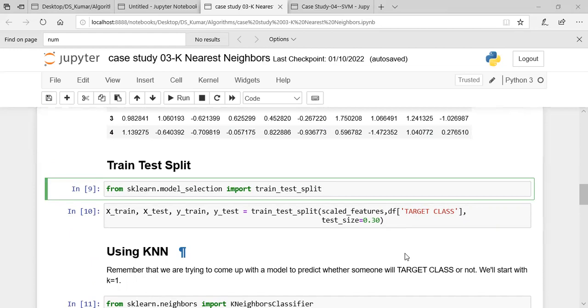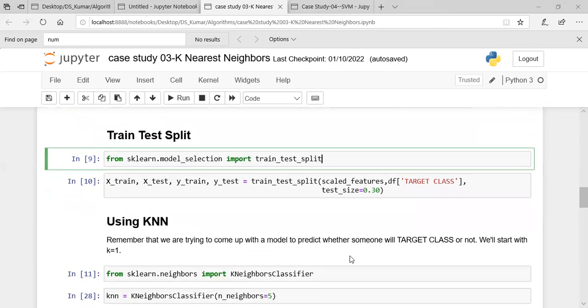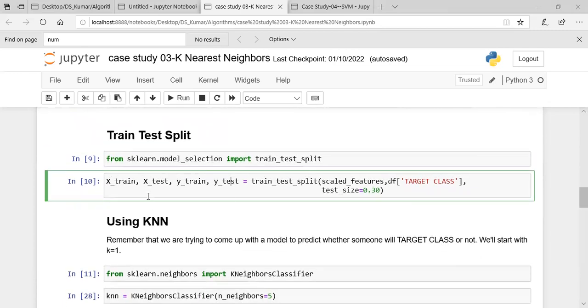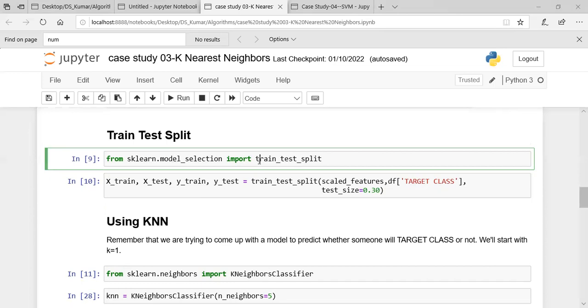Train test split. Basically, what does train test split do? It splits the appropriate X and y values into X train, X test, y train, and y test. The reason is that we use X train and y train for fitting the model, and we keep y test aside, but X test we use for prediction.